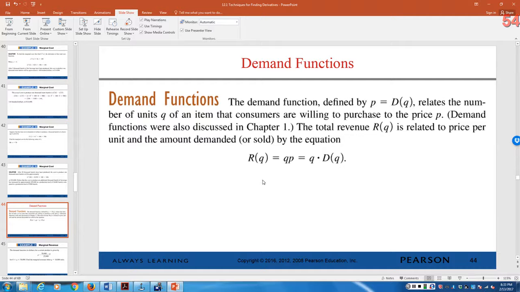So the total revenue, which is R of Q, and the best way to keep in mind in your brain what these different things represent, P always represents price per unit. Okay? It's a price. Price determines both supply and demand. Demand goes down as the price increases, but supply goes up as the price increases. So there's only one variable in supply and demand.